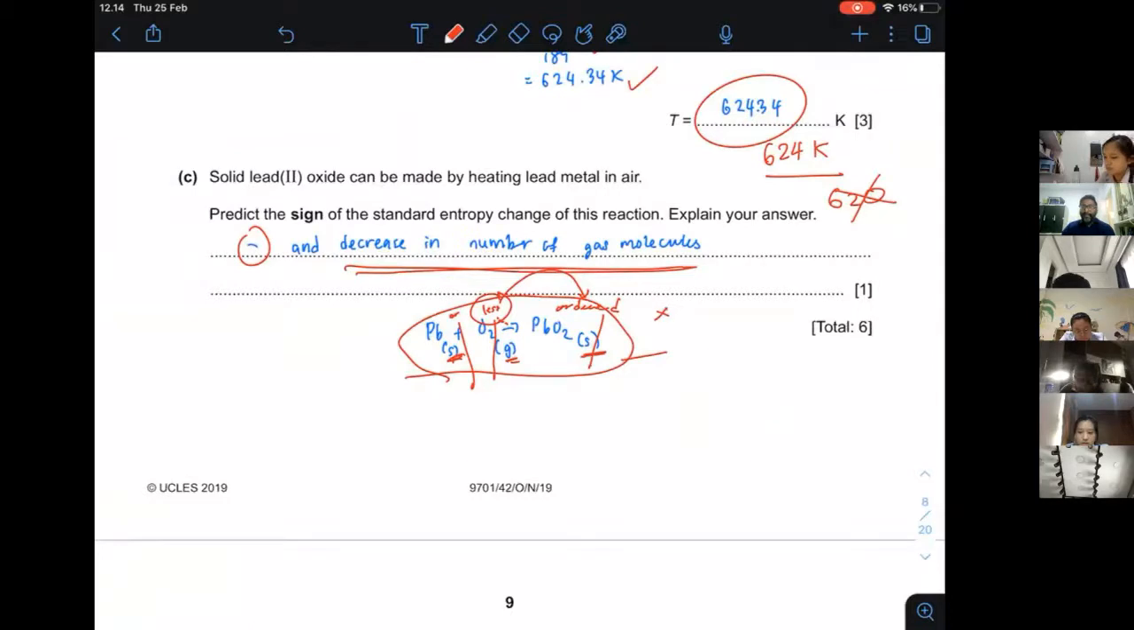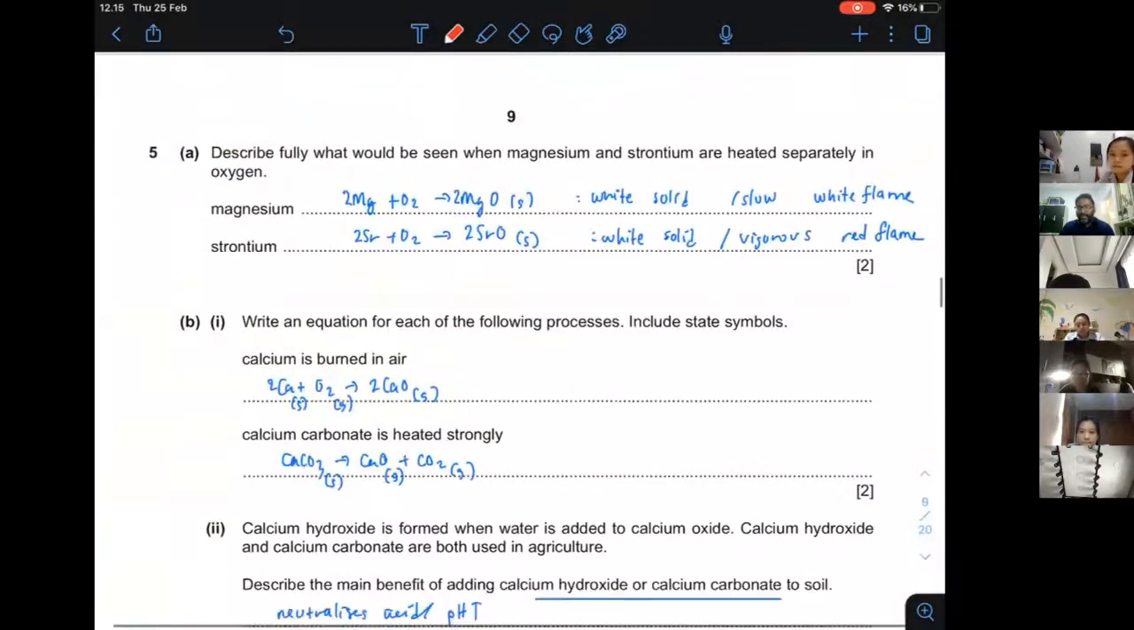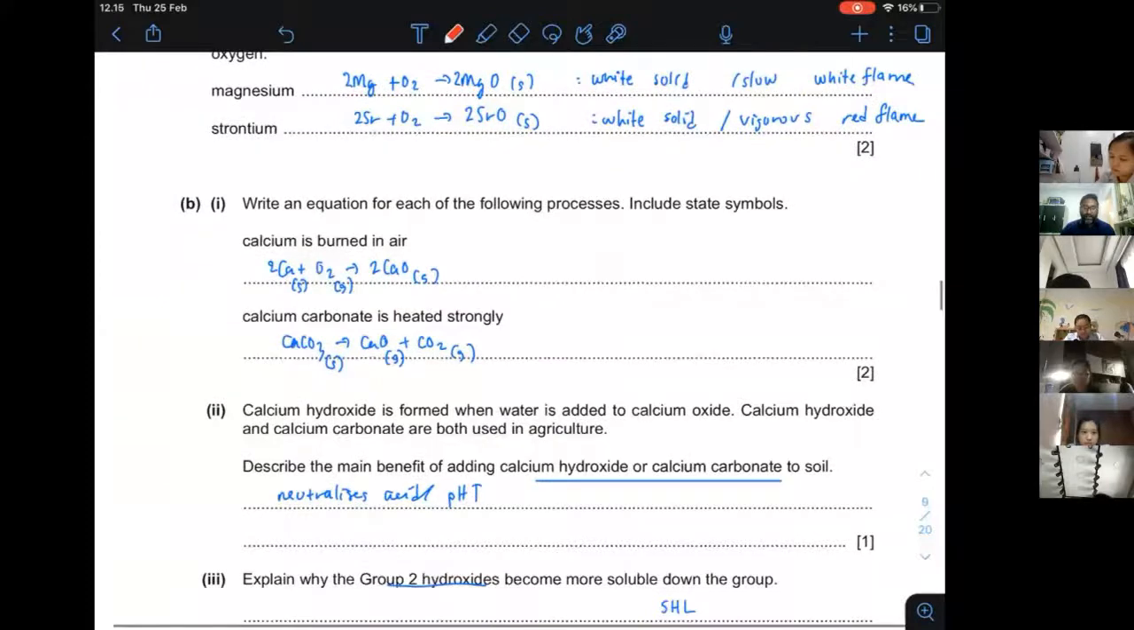It means that when you don't see gas, just say decrease in number of gas molecules. If you see all of them are going to be in gaseous form, then you look at the total overall number of molecules and so on. Please decide which one is the best. Okay, that one I leave it here. So number 5 now. I think we can finish 5.